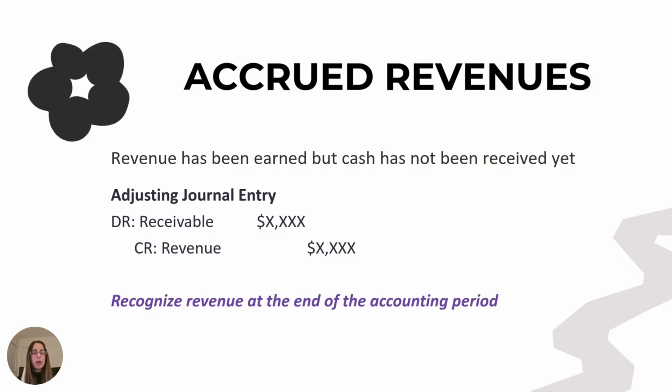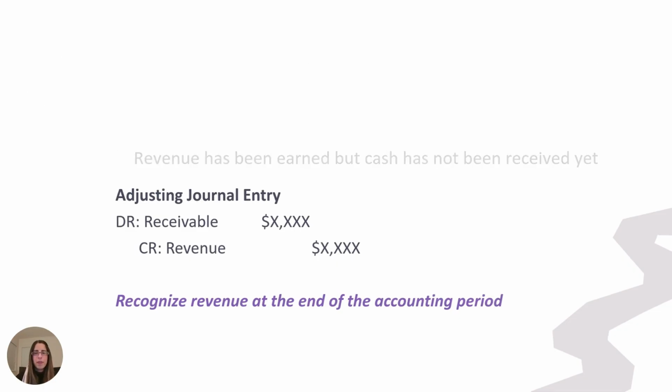So what we're going to do is recognize a receivable to recognize that the client owes money. Generally, if it's related to a client, it would go under accounts receivable. But in this case, we're just keeping it general. So debit receivable, and then we can get into the specifics depending on the type of receivable it is. And then we'll credit revenue to recognize the revenue earned.